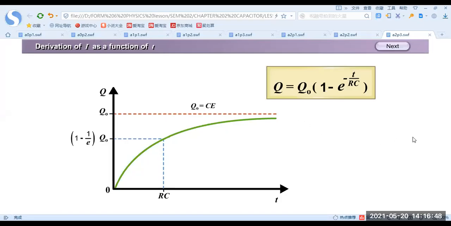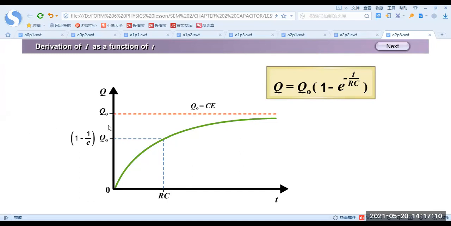Ladies and gentlemen, please observe the graph. The graph shows Q against T. That means this graph shows the charge stored in the capacitor during the process of charging.